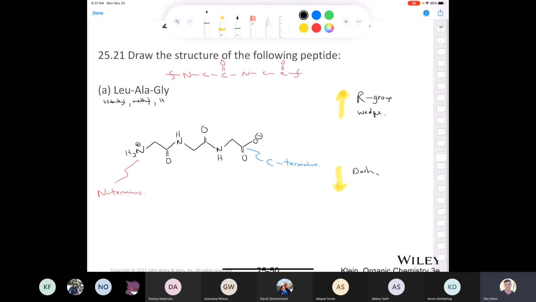So since we have our isobutyl here, we're going to draw it as a wedge because the R group is pointing up. So we have our isobutyl group like that. So now we've covered our leucine.